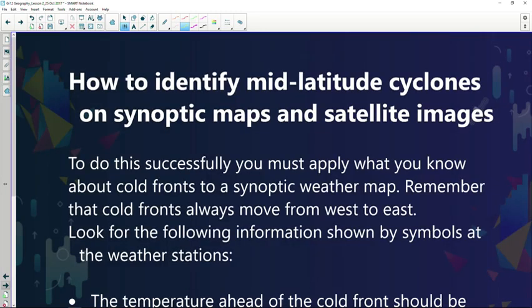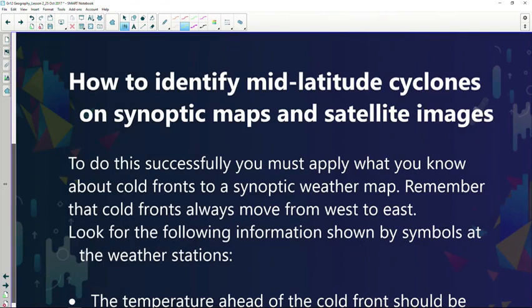Now, how to identify the mid-latitude cyclones on a synoptic chart? Obviously, like I've mentioned, oval-shaped isobars, distinctive cold front and warm front, like we looked at in the synoptic chart on the previous page. And obviously on the satellite image, you can see the band of clouds as the cold air moves towards the warm air and forces it to rise.